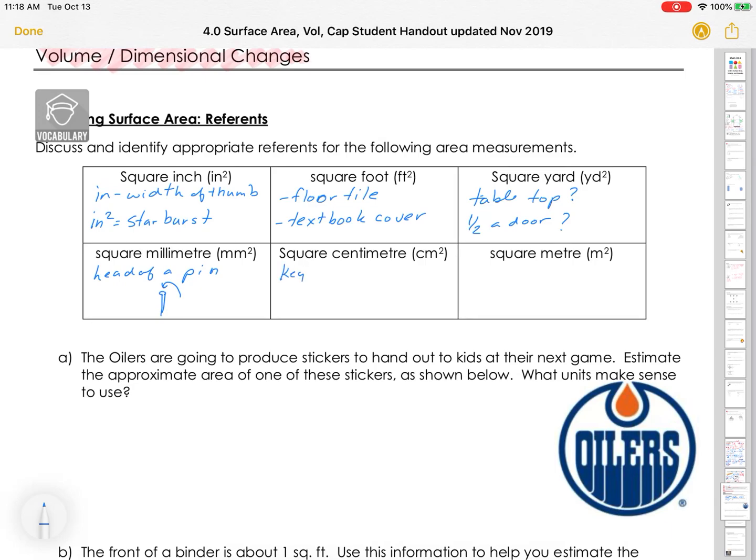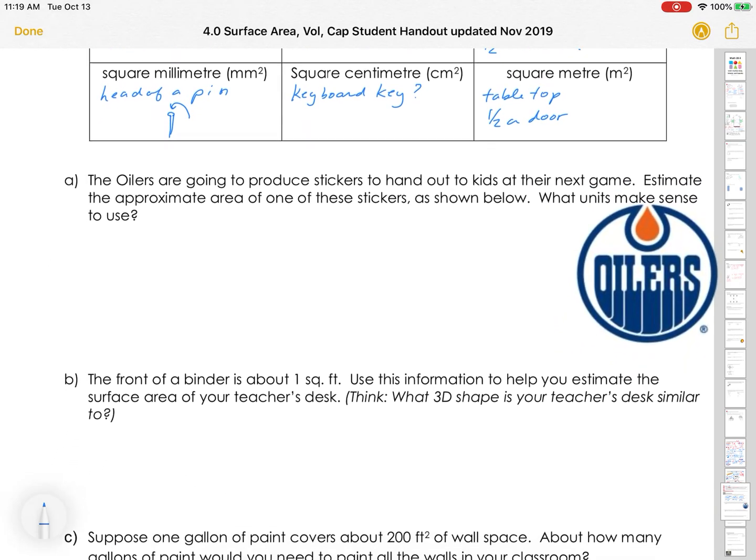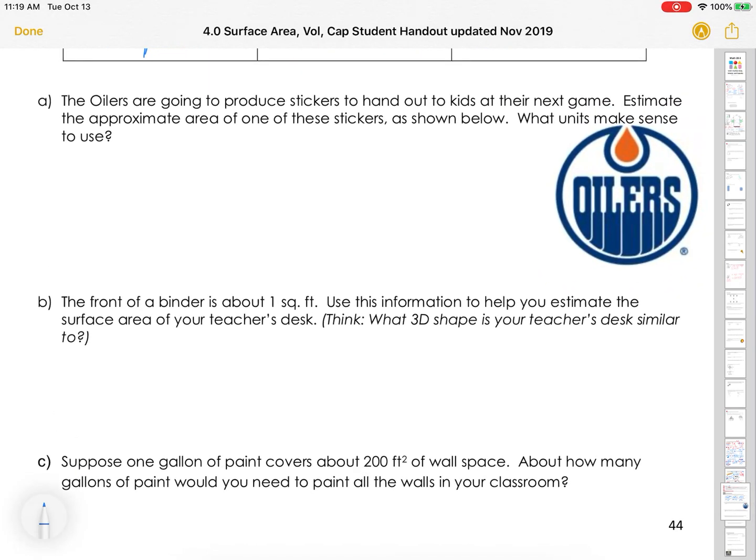Square centimeter. Well, look around, maybe your keyboard key. That might be a good referent for a square centimeter. Square meter, similar to a square yard: a tabletop, half a door, a desktop. That gives you a sense of your square meter. So those are referents. Now we are using these references to estimate.